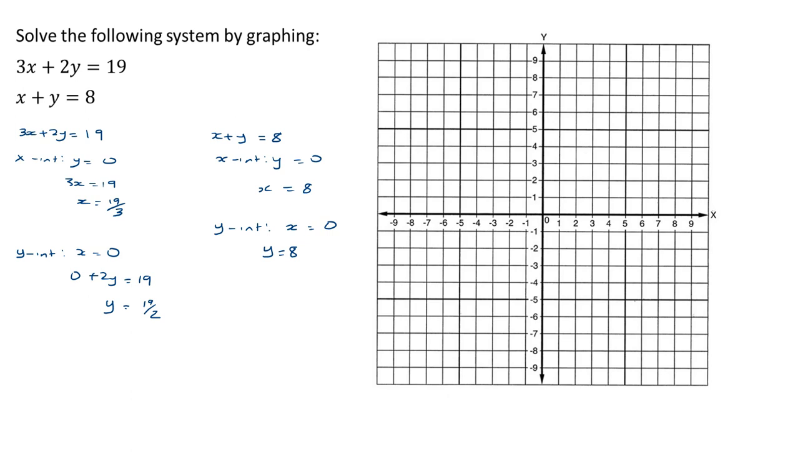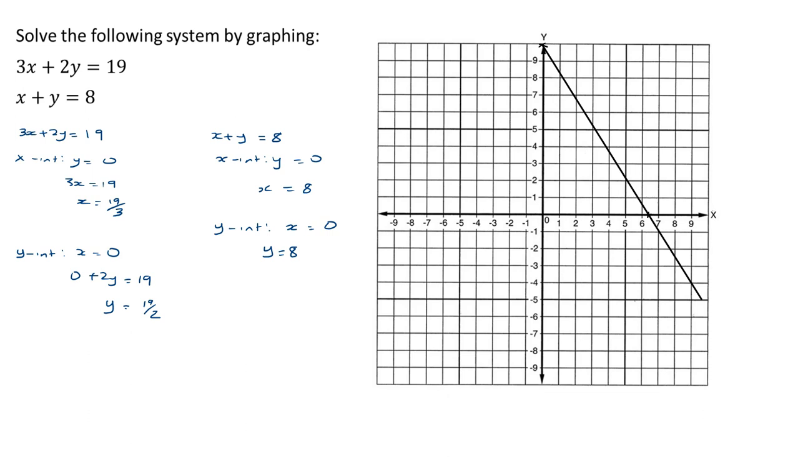So the first thing we're going to do is draw a line for 3x plus 2y equal to 19. So let's look at the point. X is 19 over 3. So that's right about here. Y is 19 over 2. So that's right about here. So what we're going to do is draw a line that joins those 2 points together. So we start from here, and we draw a line that joins these 2 points together.